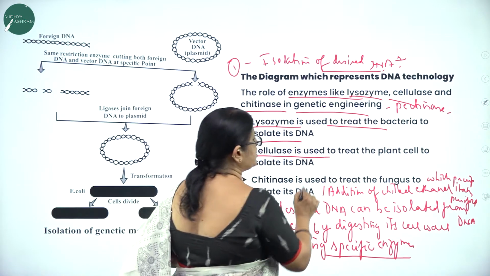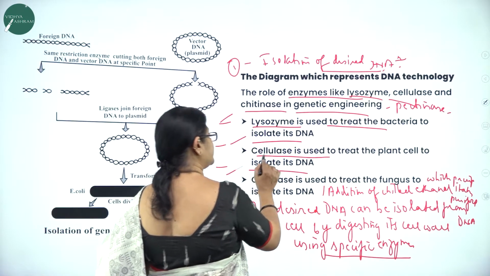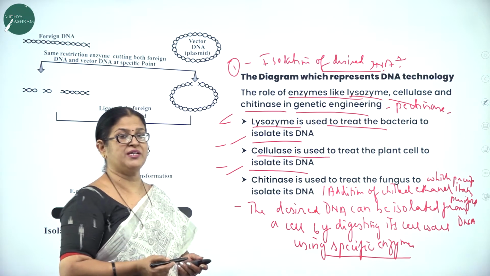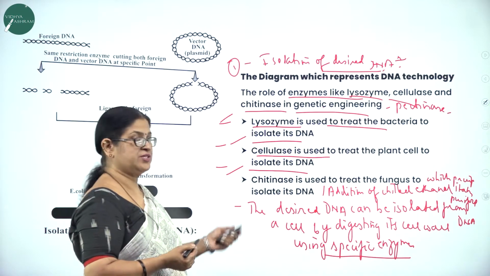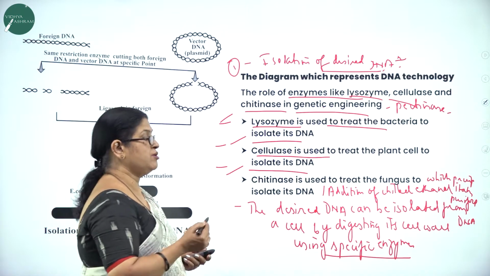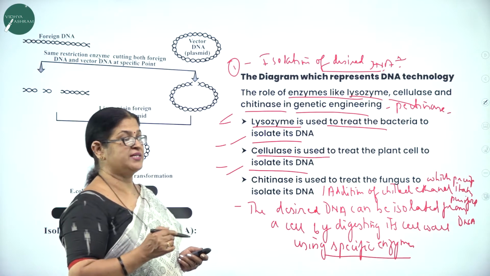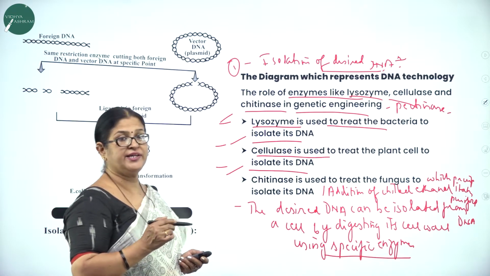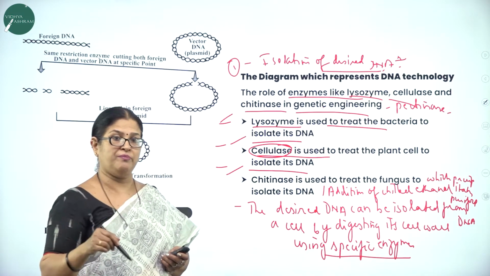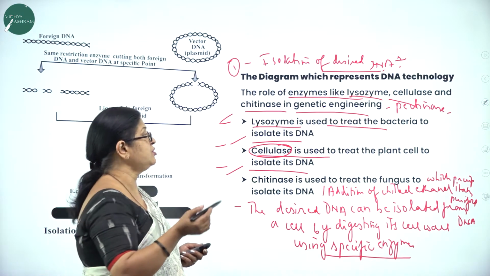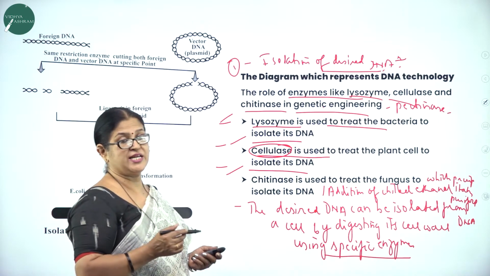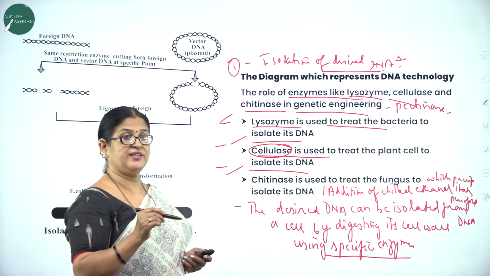Then cellulase is used to treat the plant cell to isolate its DNA. As we know, cellulose is a polysaccharide, and the cell wall of the plant cell is made up of a polysaccharide. The plant cell wall is very rigid, made up of cellulose. So cellulase is used to treat the plant cell to isolate its DNA. Cellulose is the plant cell wall material, and the enzyme used to treat the plant cell to dissolve the cellulose is cellulase. As we know, the enzymes are specific in their action.